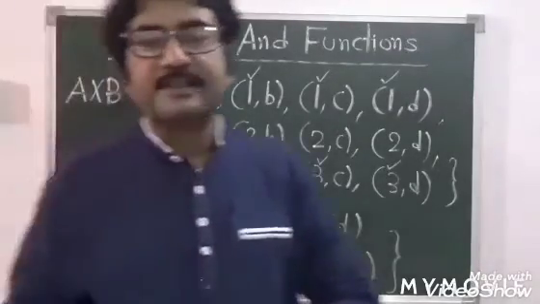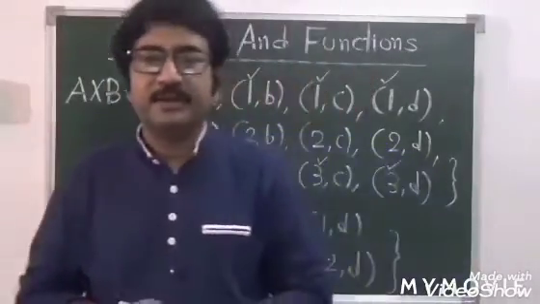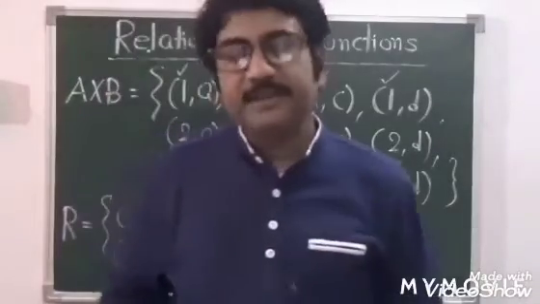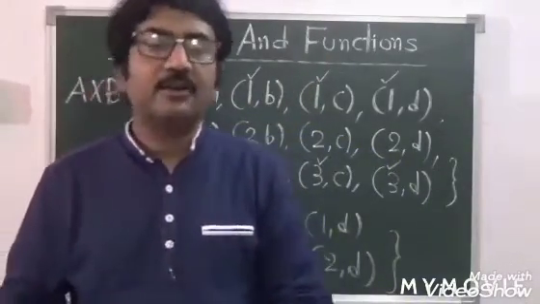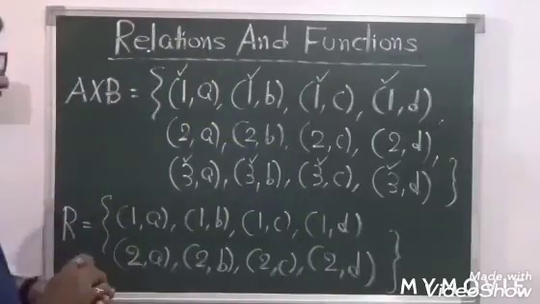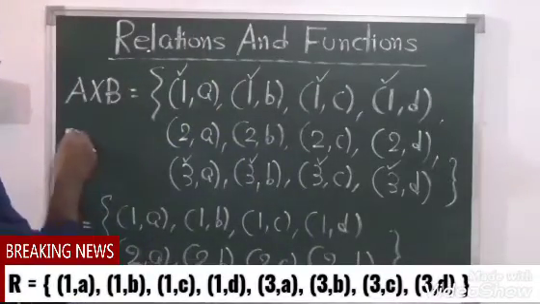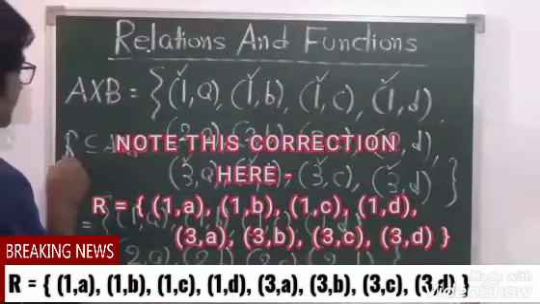Now, this means that a relation happens to be a part of the entire Cartesian product. That means it is a subset of A cross B, as we have written earlier, that is, R is a subset of A cross B.